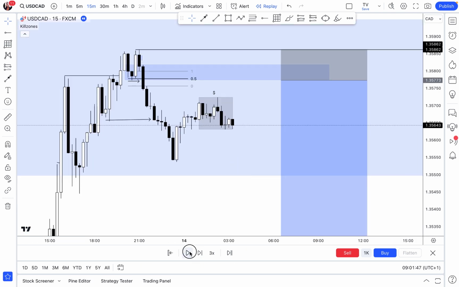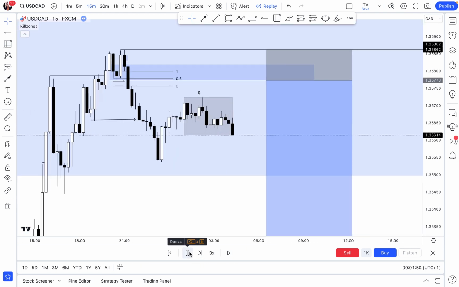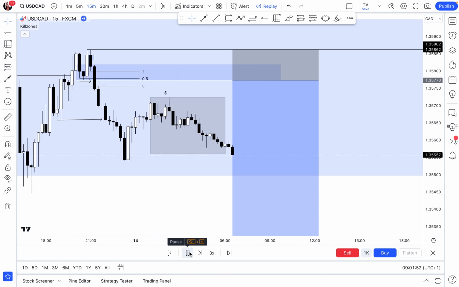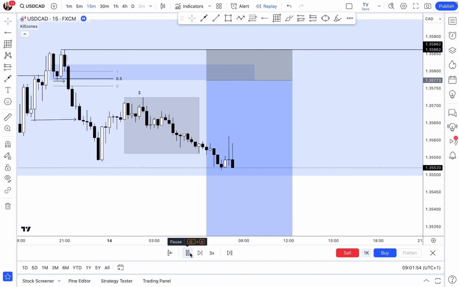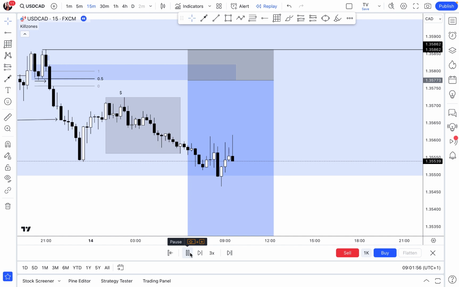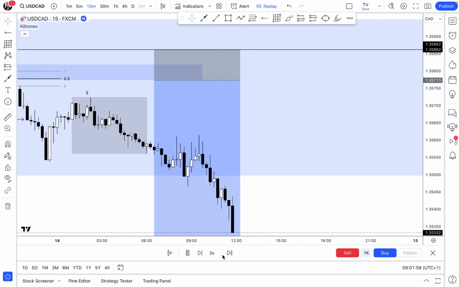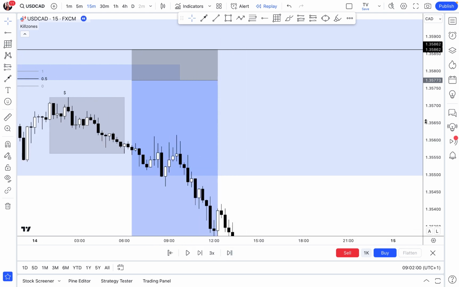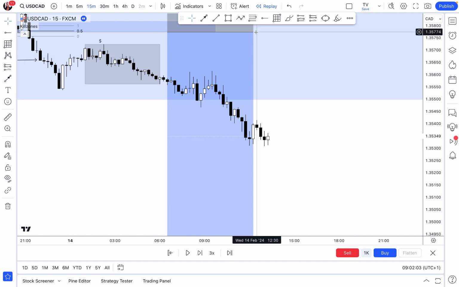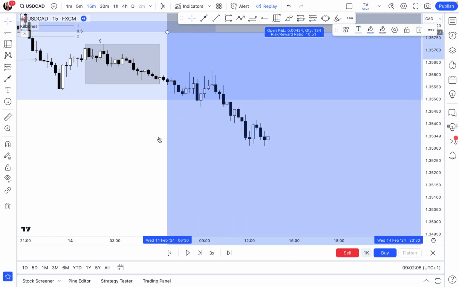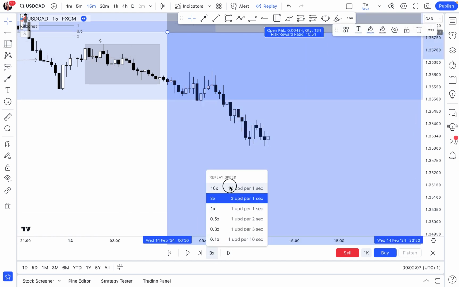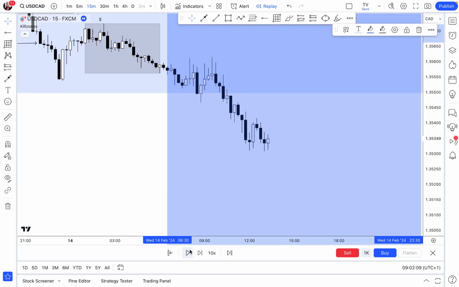So let's see, will market take out that Asian range high during the London session, or will it just go all the way down? As you can see, market is pushing down, and our entry is still not tapped. Okay, let me increase this.